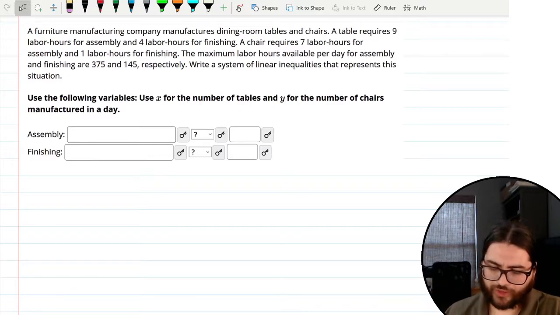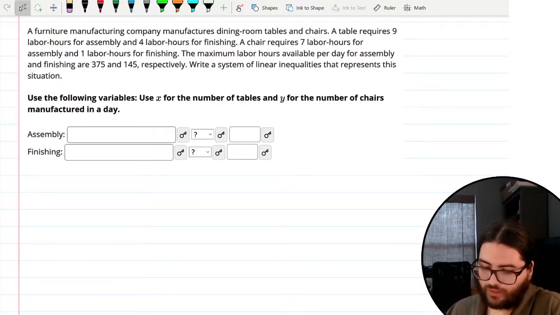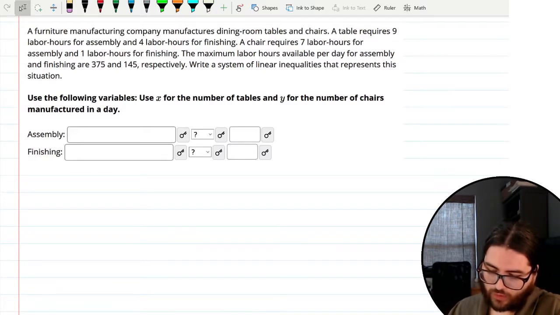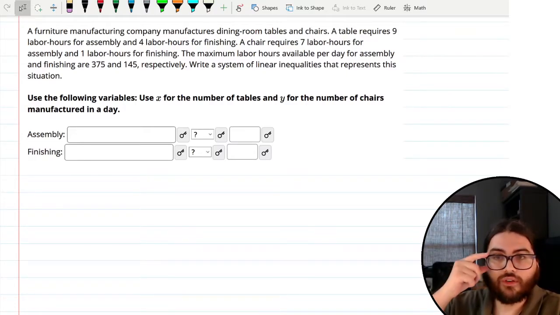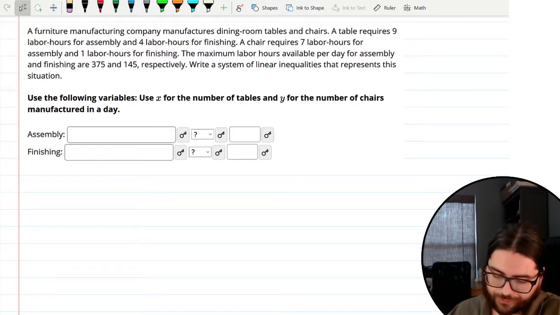It says, a furniture manufacturing company is making dining room tables and chairs. A table requires 9 labor hours for assembly and 4 labor hours for finishing. A chair requires 7 for assembly, 1 for finishing. The maximum labor hours available per day for assembly and finishing are 375 and 145 respectively. So 375 for assembly, 145 for finishing. Write a system of linear inequalities that represents this situation.